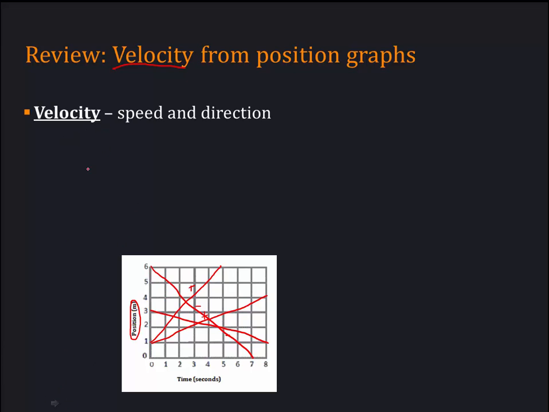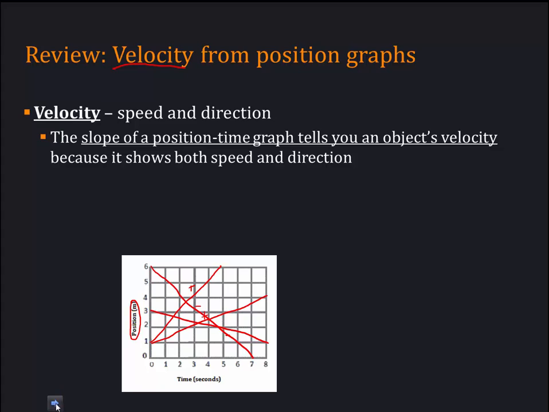Okay, so velocity is speed with direction, and the slope of the position time graph tells me that. The direction of the slope tells me the direction of the motion. The steepness of the slope tells me speed.